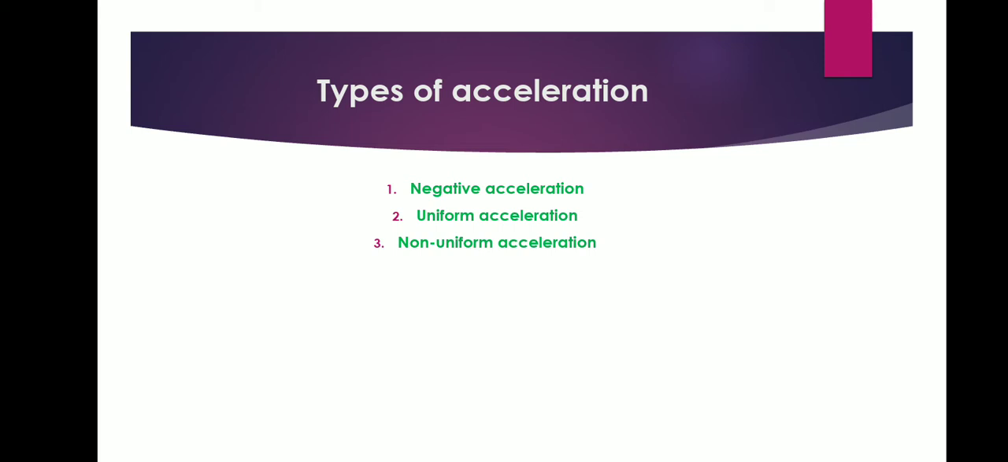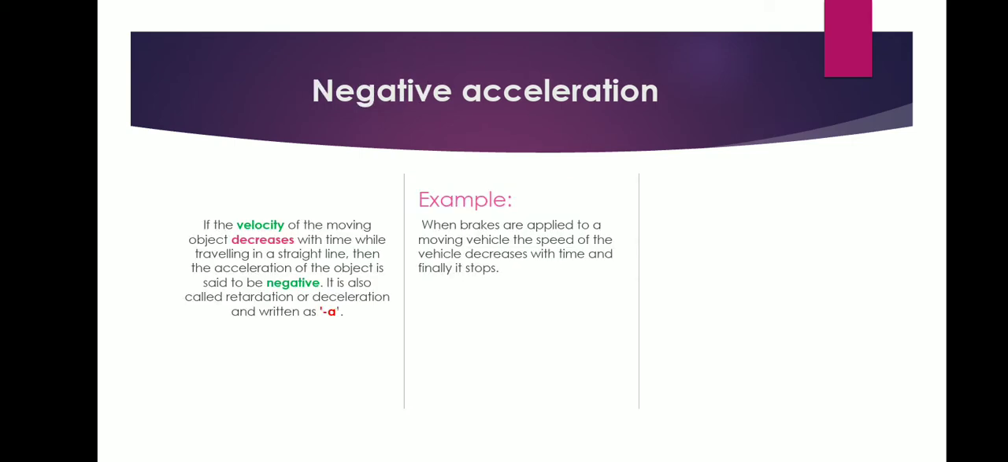Acceleration, we have three types. The first one is negative acceleration, second uniform acceleration, and third non-uniform acceleration. What is negative acceleration? Let's go to the next page. Here we have negative acceleration.